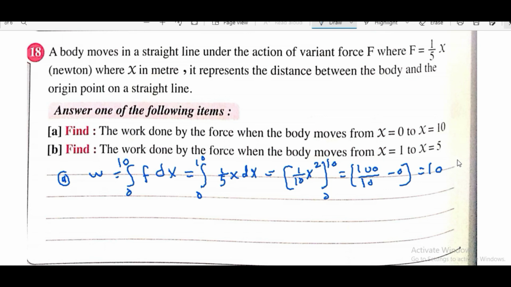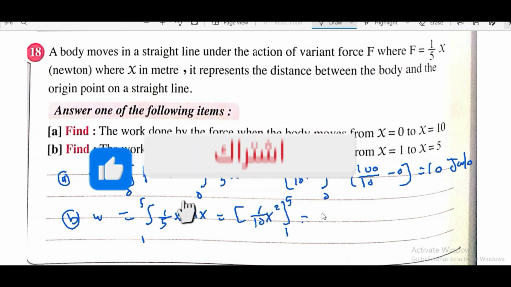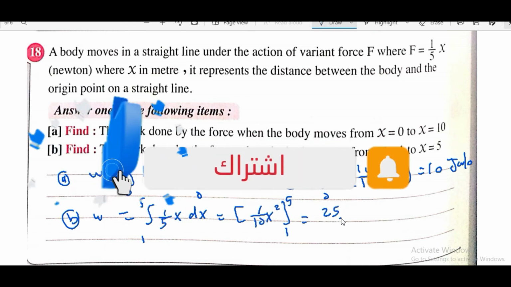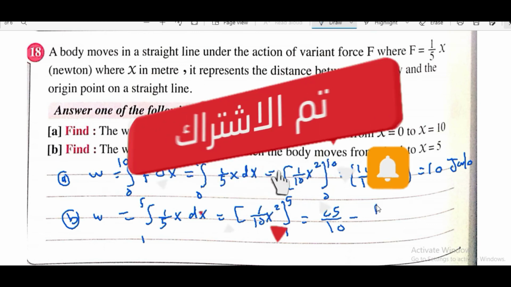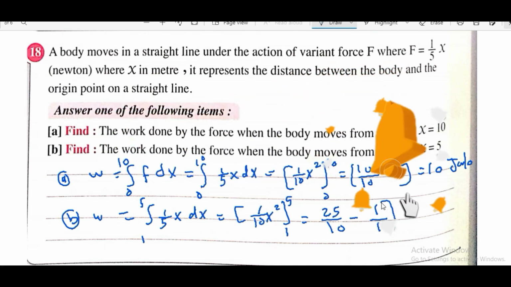B. The work done by the force is integration from 1 to 5 of 1 over 5x dx, equals 1 over 10 x square from 1 to 5, equals 5 square, 25 over 10, minus 1 square, 1 over 10. It will be 24 over 10. It means 2.4 joule.